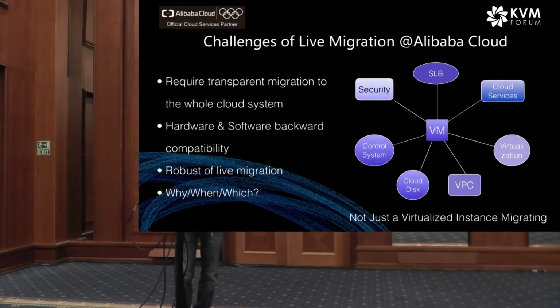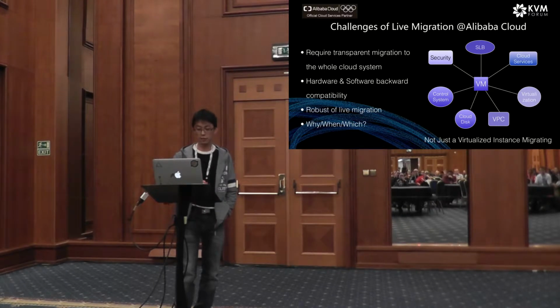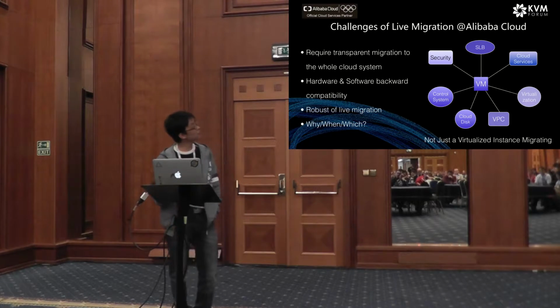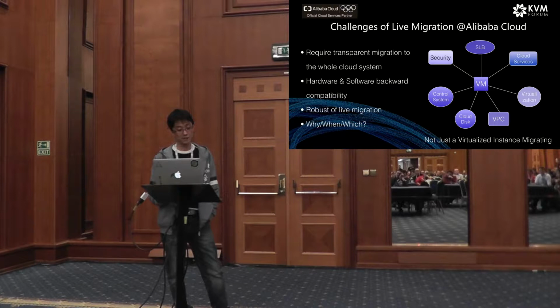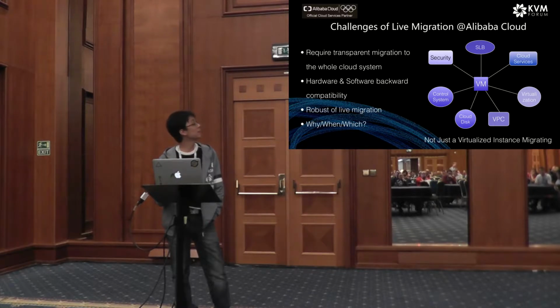But in Alibaba Cloud, the difference from traditional live migration, as this picture shows, is that what we require is not a single virtualized instance migrating. At the lower side, we have cloud disk and VPC network, and on the upper side, we have security services, load balance services, and other cloud services. So we require that live migration should be transparent to the whole cloud system, not just the VM itself. Another challenge is that because the scale of our cloud is increasing every day, hardware and software backward compatibility is also a very big challenge for us: how to migrate between different versions of hardware and software.